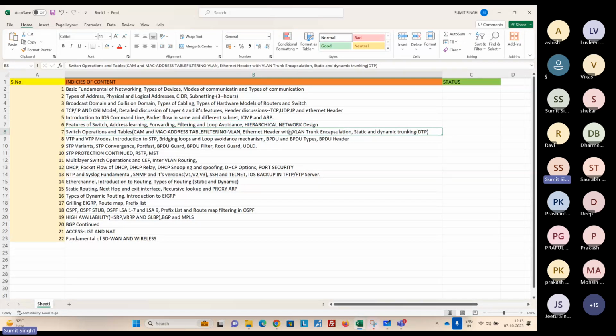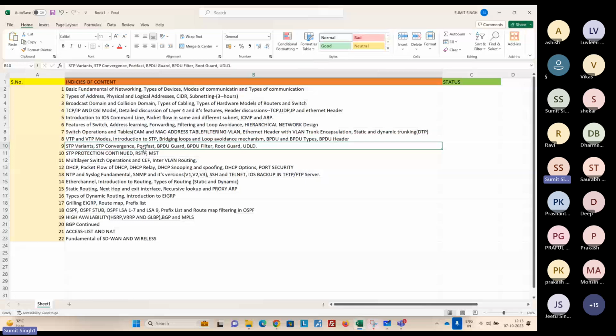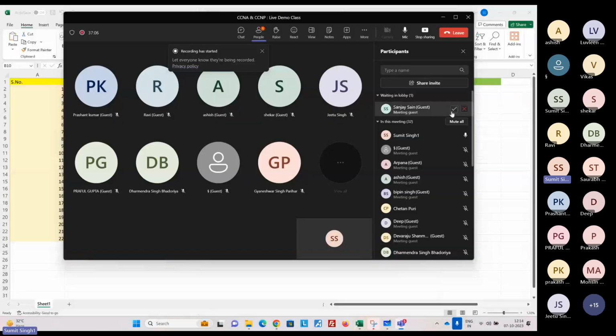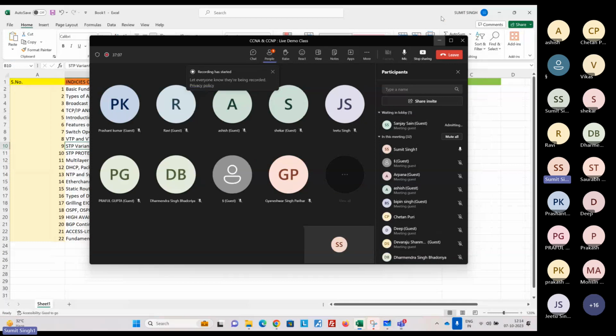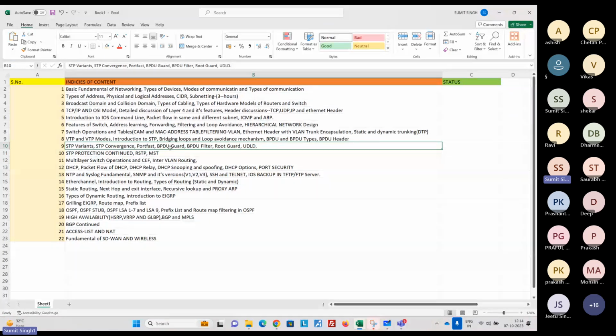Then we will come to switch operations, CAM table, MAC address table, all those things. VTP, STP, we will start from scratch and cover each and everything of STP, guys. Whether it's STP, its variants, loop avoidance mechanism, STP conversions, STP protection, root guard, BPDU guard, BPDU filter, UDLD, PortFast, everything I'll cover.